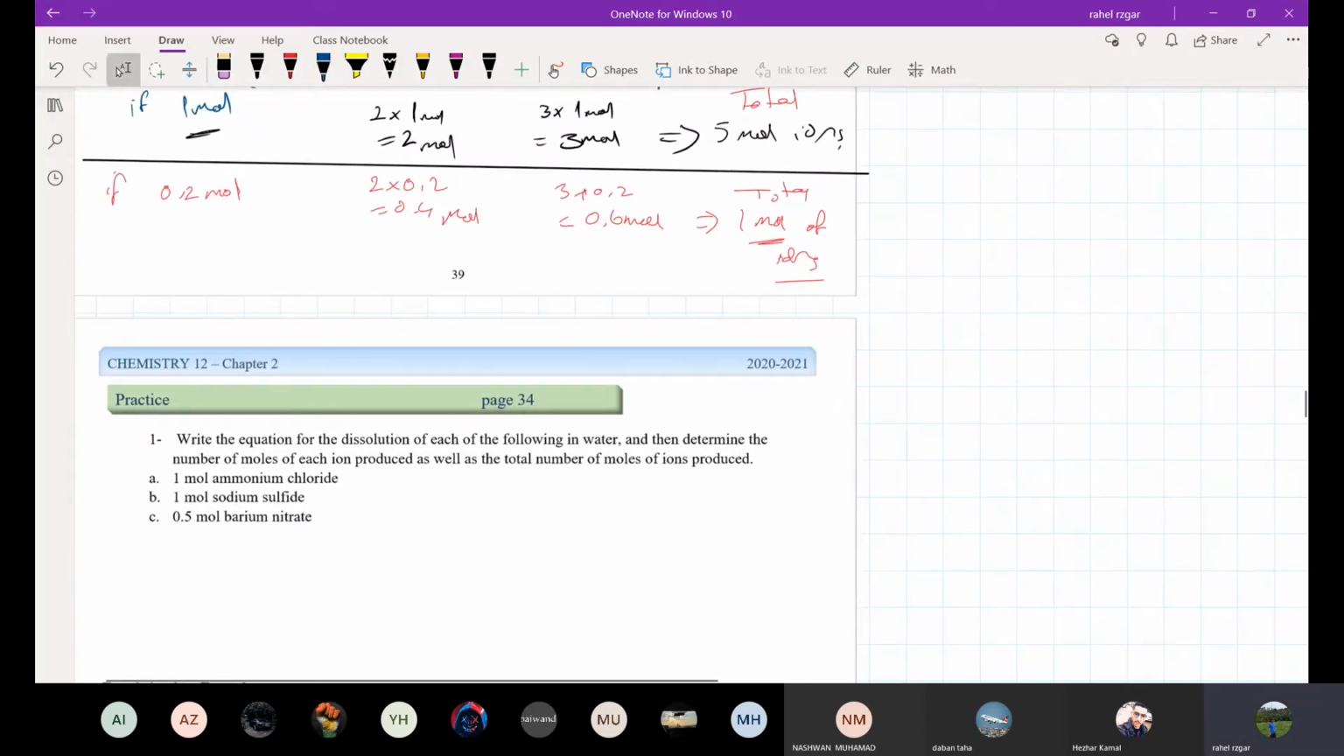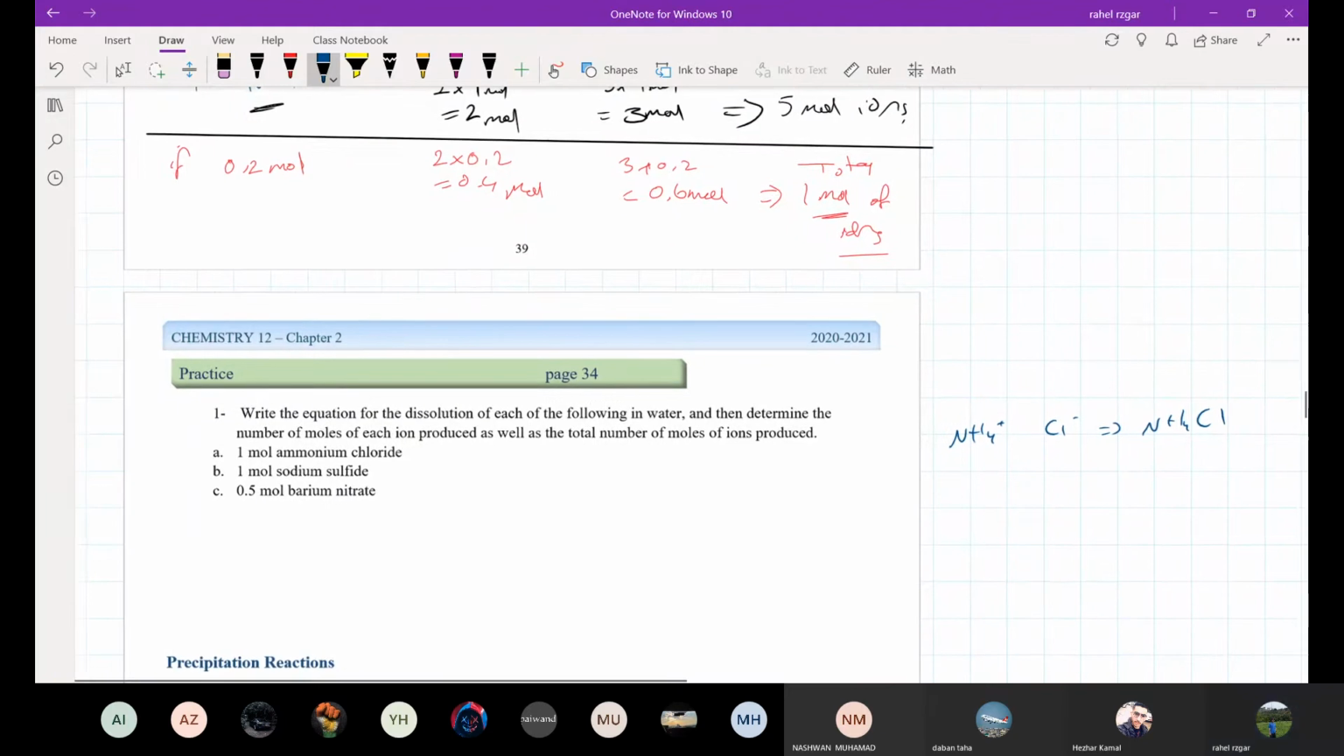You have to know what ammonium chloride is. So it's NH4 plus, chloride is negative. So both of them together become NH4Cl. Now, NH4Cl, when it dissolves in water, becomes NH4 and Cl.